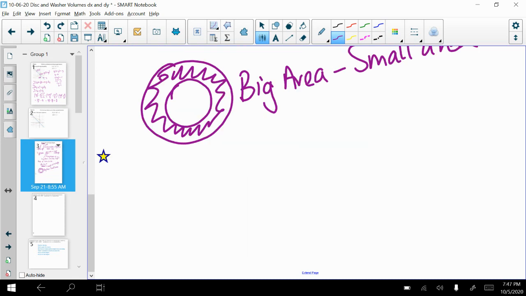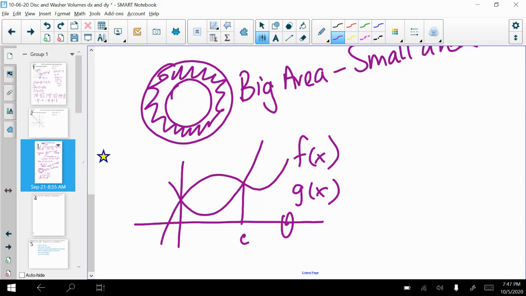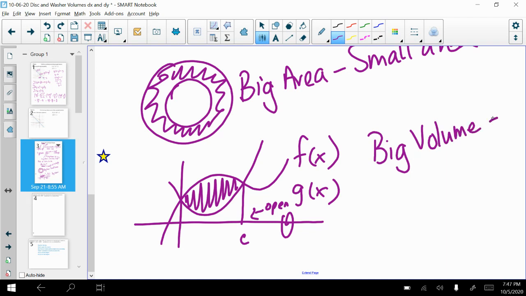The way this shows up in a graph is we have our arbitrary function f of x, and say we have this other function g of x, intersect there at 0, and then here we'll call this c. And I want to say rotate it around this x-axis. So you can see this part will be filled in, but this middle part is going to be open. So it's going to be like the idea of the big volume minus the small volume.